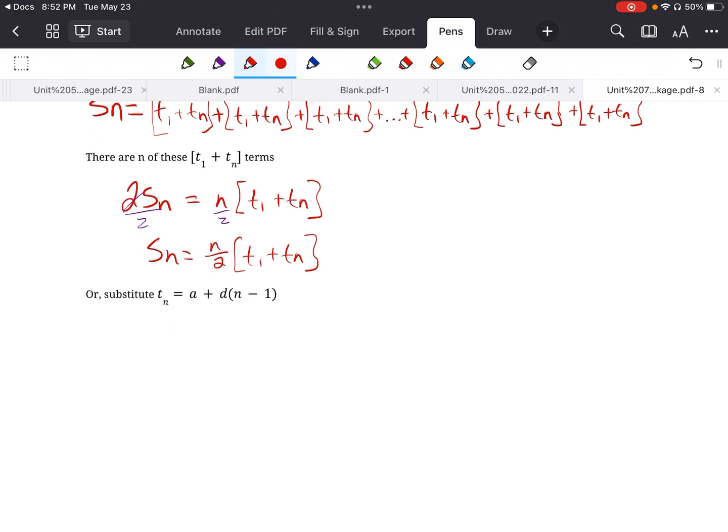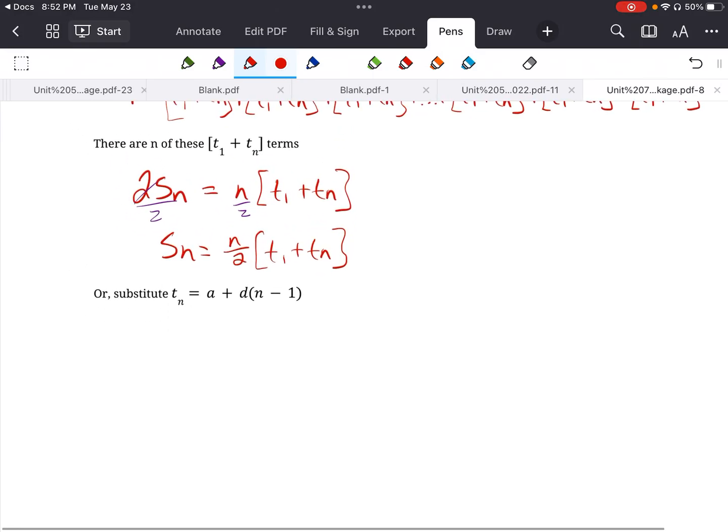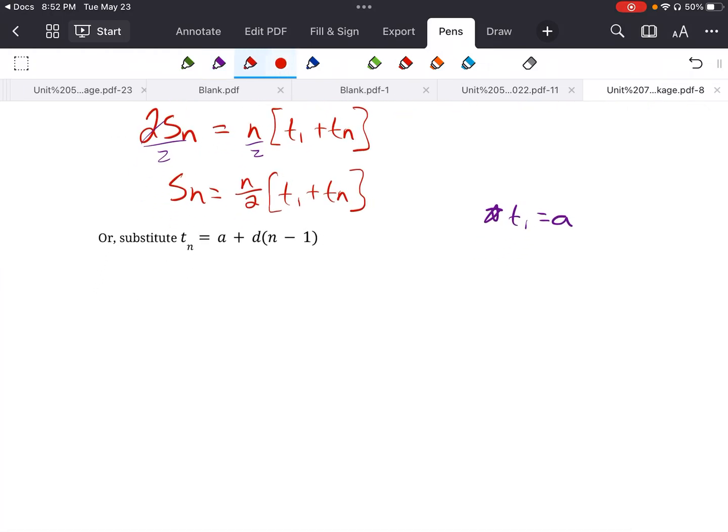Okay, one other thing, or substitute Tn equals a plus d times n minus 1. So we need to remember here that T1 and a are the same thing. They both mean term 1. So when we do this, we have Sn equals n over 2. So we're replacing the letter T1 from up here by A. We're replacing T1 with A.